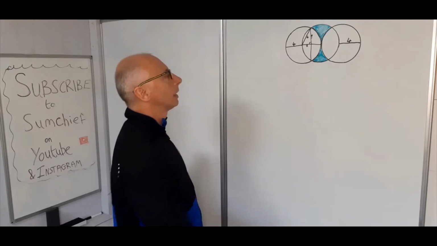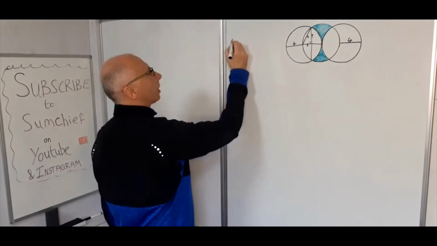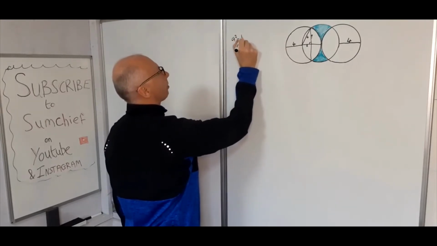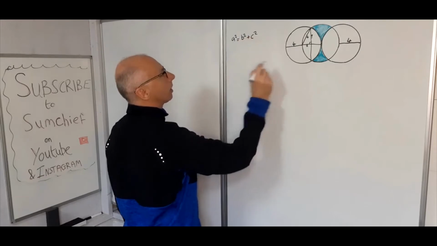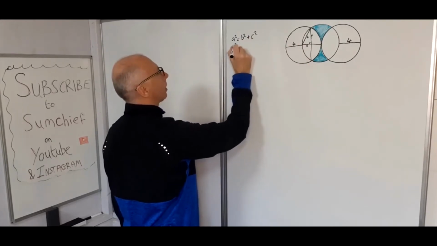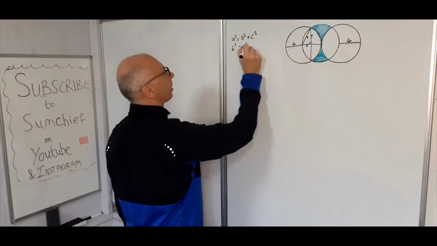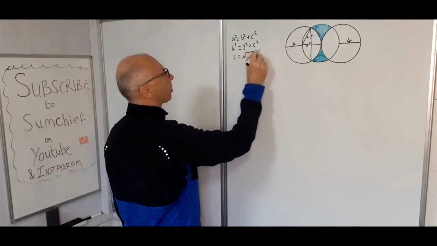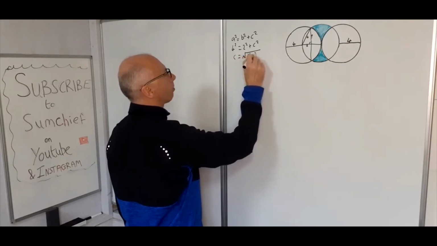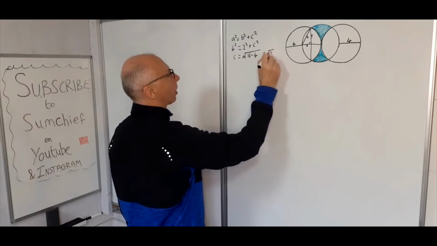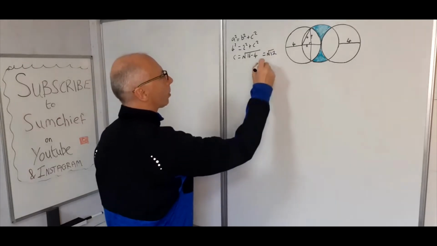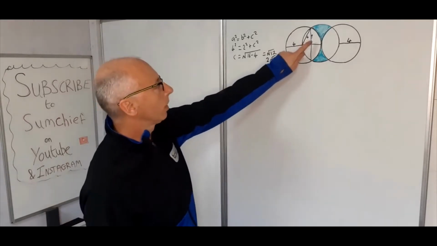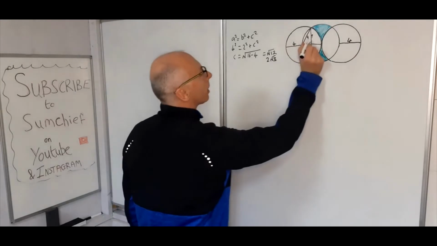So first of all, with Pythagoras, a squared equals b squared plus c squared. So that's 4 squared equals 2 squared plus c squared. So therefore, by Pythagoras, c equals square root of 16 minus 4, which equals square root of 12, which is also, doing your thirds, 2 root 3. So that's the length of that side there. It's 2 root 3.